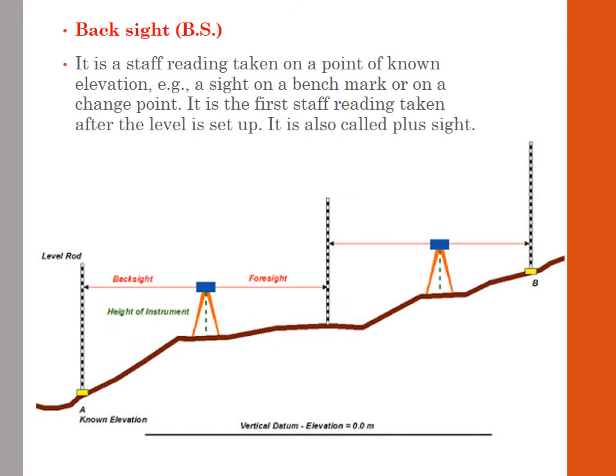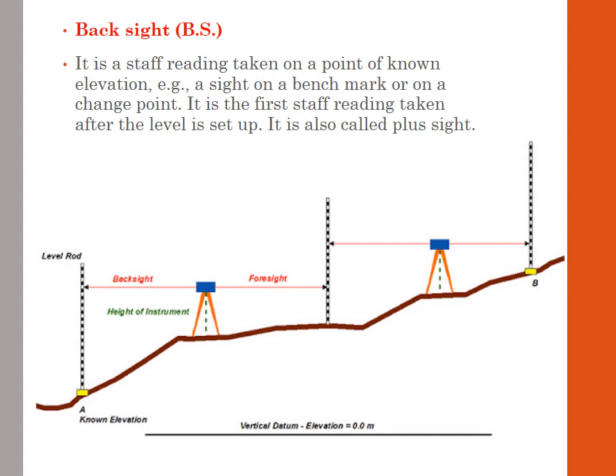Next terminology is backsight. To understand backsight we can have a look at the image given below, in which that blue rectangular thing is our dumpy level, and this black and white line is our leveling staff. Whenever I take a reading from the dumpy level by placing the leveling rod at a known elevation at point A, that is called backsight. The staff reading taken at a point of known elevation is called backsight.